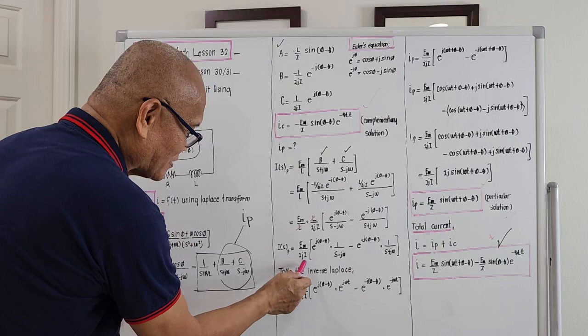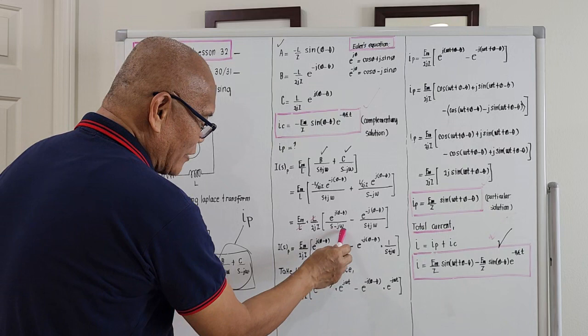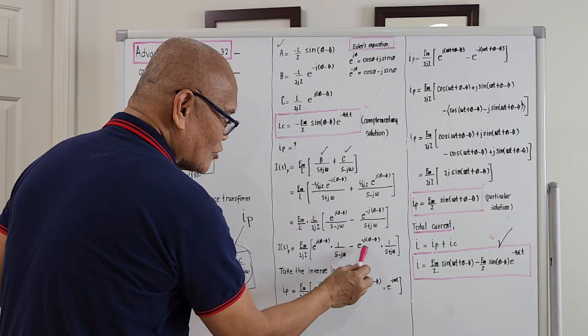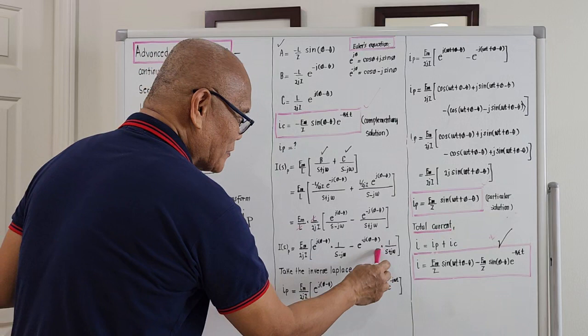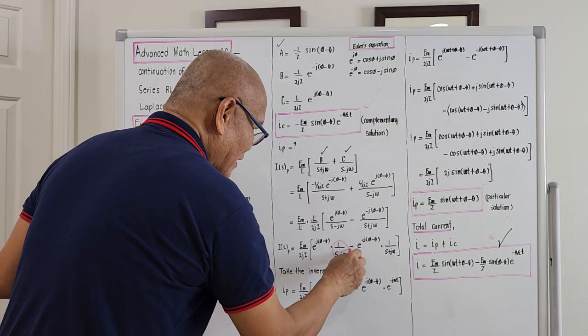We rewrite this one: it will be e raised to j, open quantity angle p minus theta, times 1 over s minus j omega, minus e raised to minus j, angle p minus angle theta, close quantity, times, I just rearrange a little bit, 1 over s plus j omega. I segregated this one and this one.